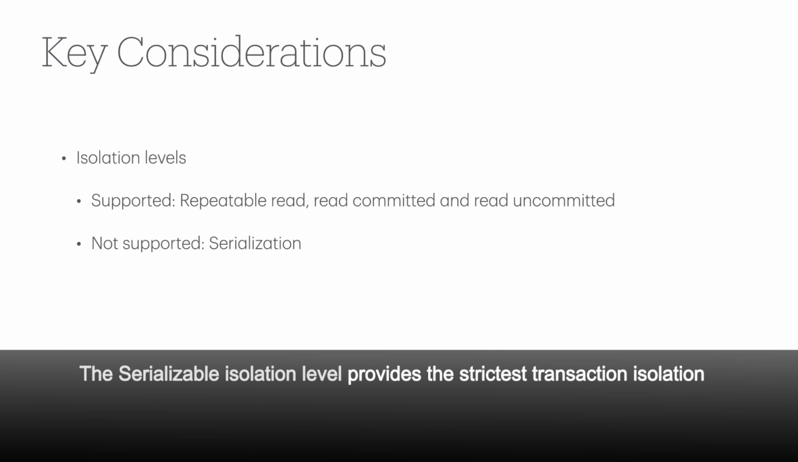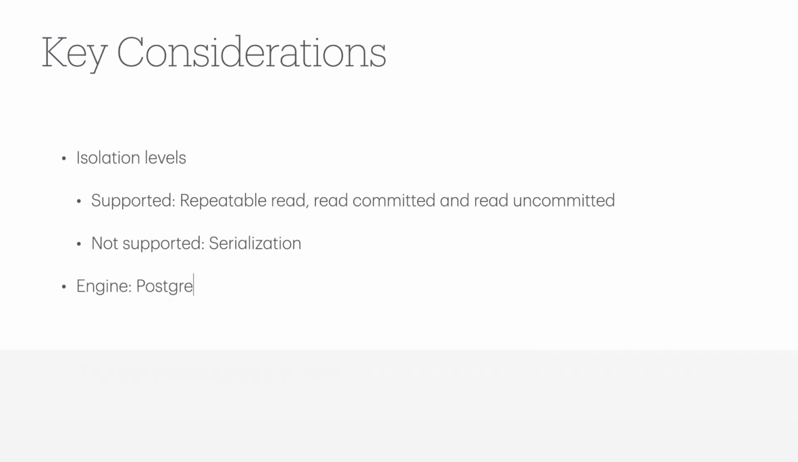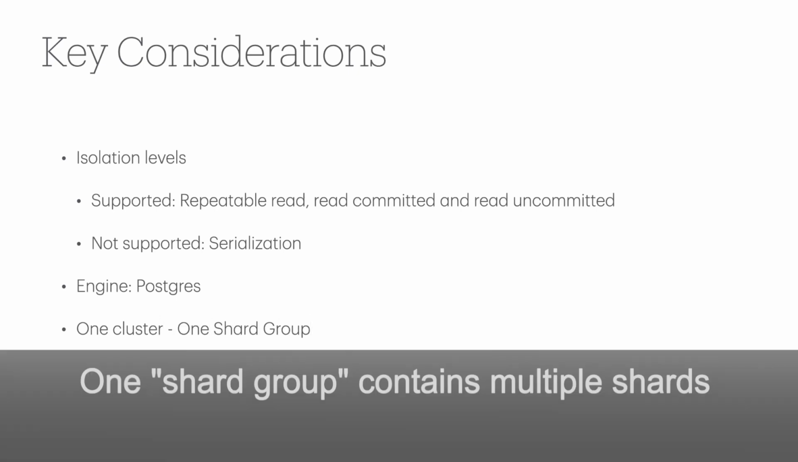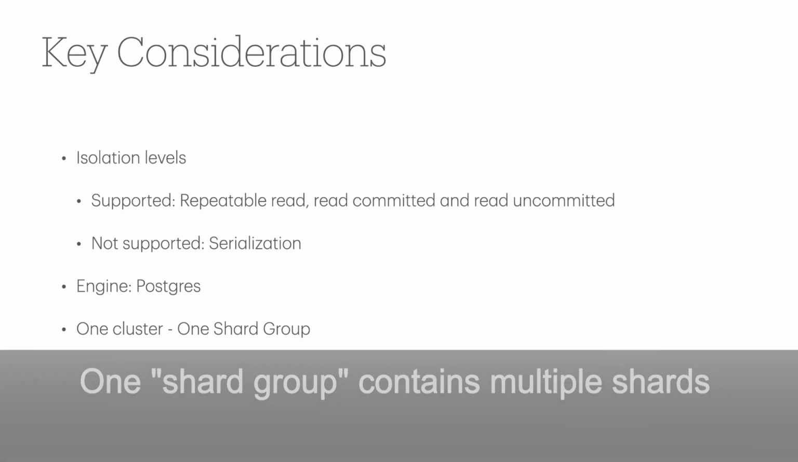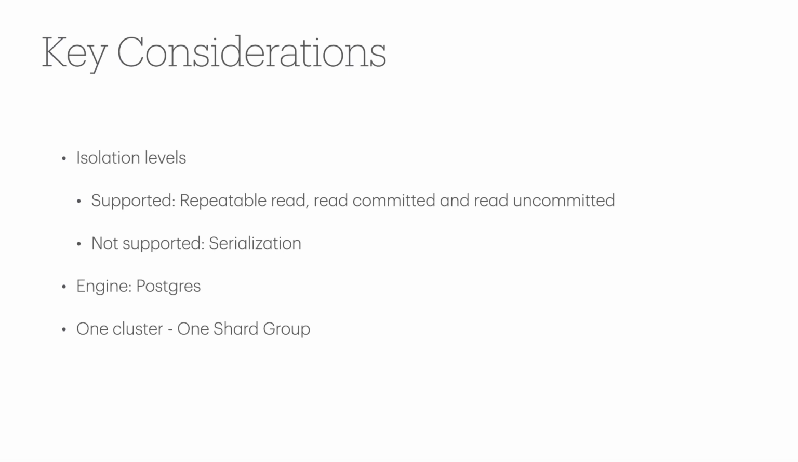Currently, it supports only the Postgres engine. Please note that each cluster can only have one DB shard group. One DB shard group contains multiple shards, which we already discussed earlier. There is a maximum capacity for the shard group, which is 6144 ACUs at the time of recording this video.